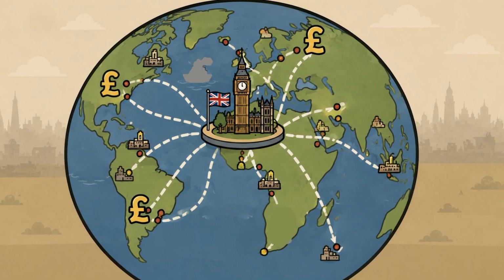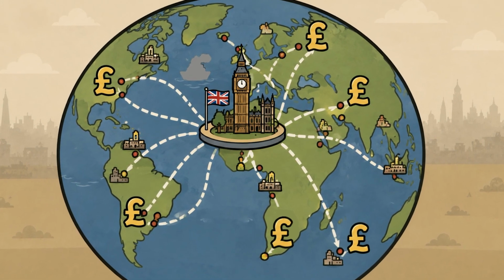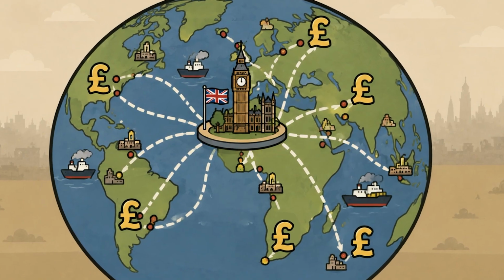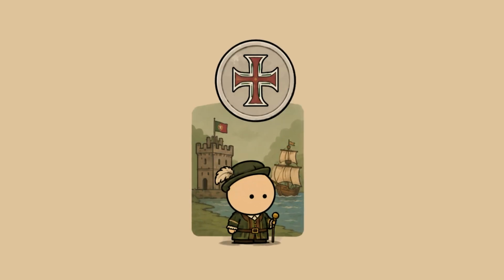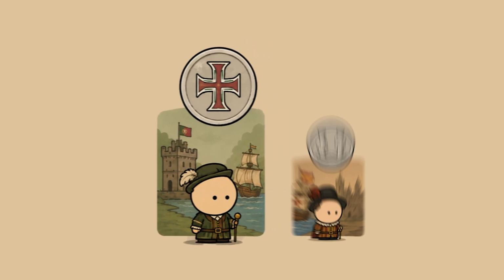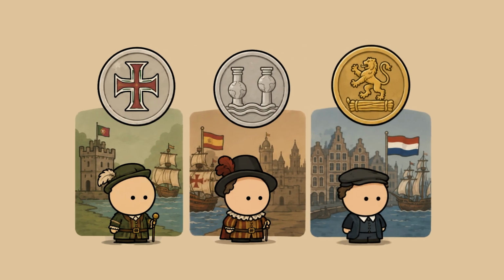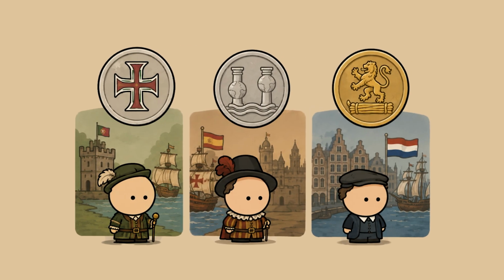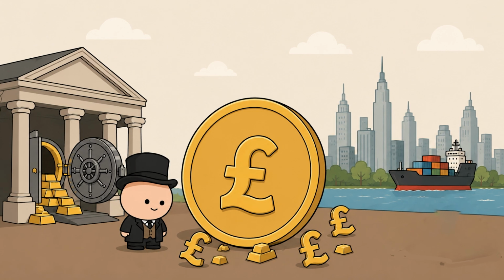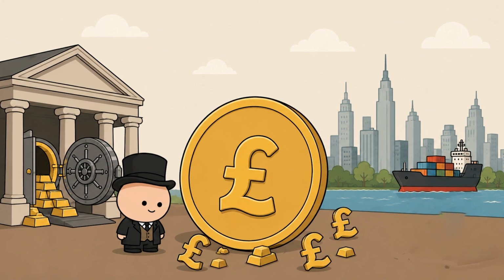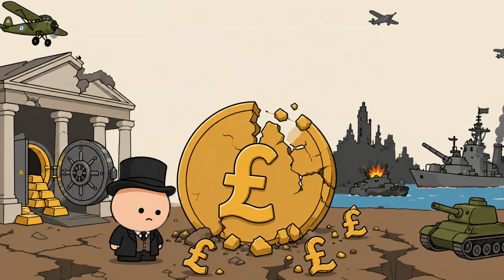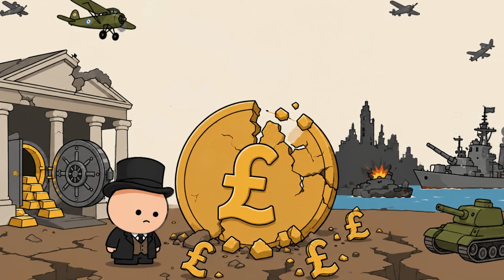But history has a pattern. Every dominant currency eventually follows the same path as the power behind it. The Portuguese real, the Spanish dollar, the Dutch guilder. One by one, each ruled the world, until the empires supporting them began to decline. The British pound was no exception. Its dominance looked permanent until two world wars changed everything.